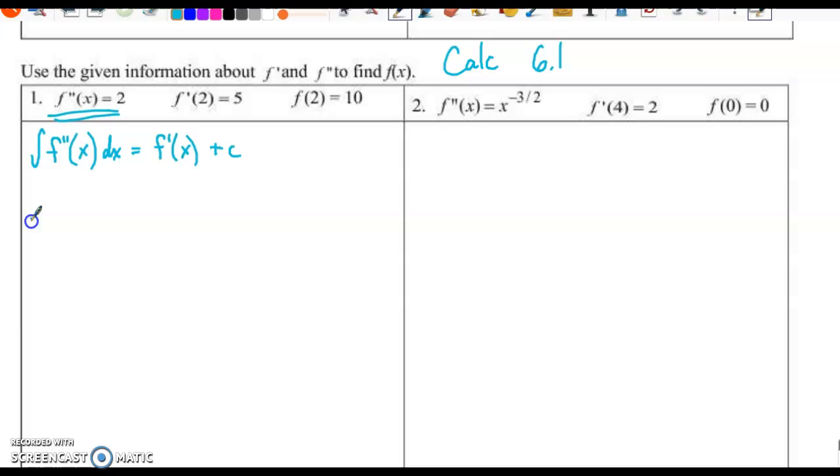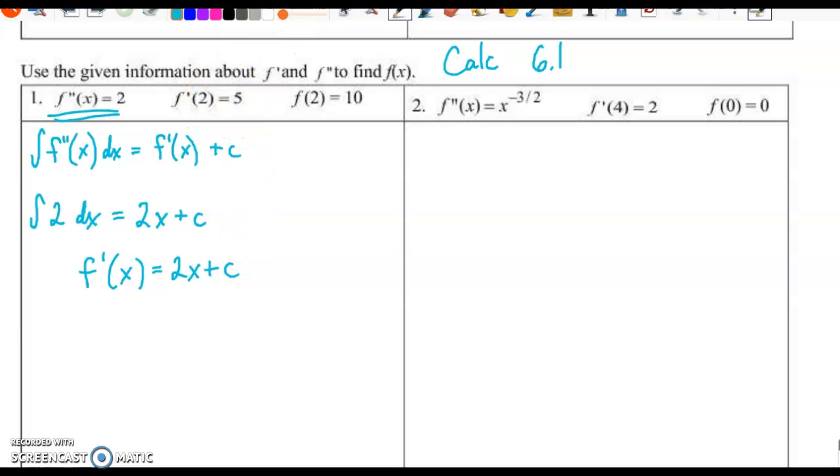So the whole point of this is the antiderivative of 2 dx is equal to the first derivative, which is what we're going to find. Well, as we add 1 to our exponent, it's x to the first, so you don't have to write the first, and 2 divided by your new exponent, 2 divided by 1, is just 2, plus c. Now this is the equation that we have for the first derivative. So f prime of x is equal to 2x plus c.